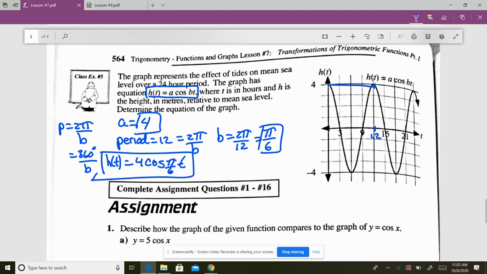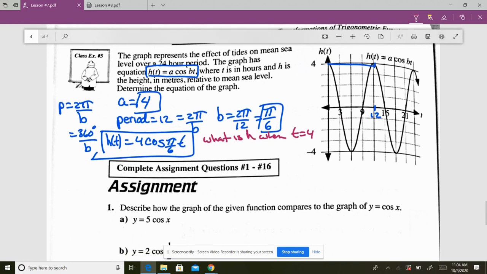Now, if I asked you, what is the height at, I don't know, 4 hours? What is h when t is equal to 4? This question isn't asking you that, but I'm making it up. What do you do? Where does the 4 go? It goes in for t. So you're going to get h is equal to 4 cos pi over 6 times 4, and all that is inside the trig function.